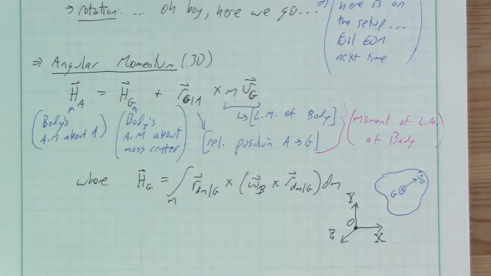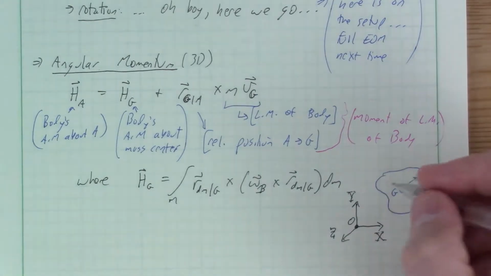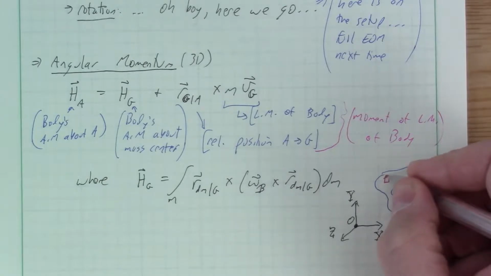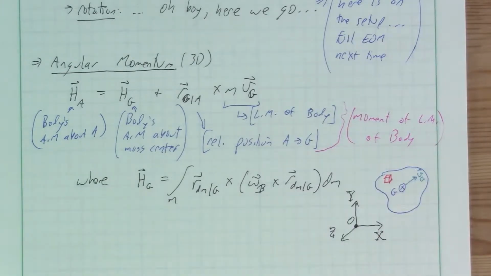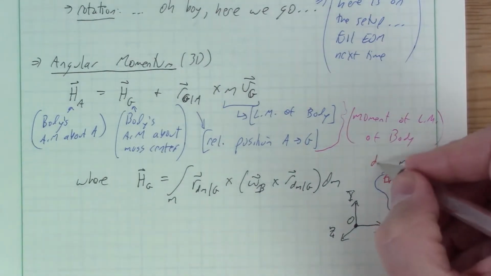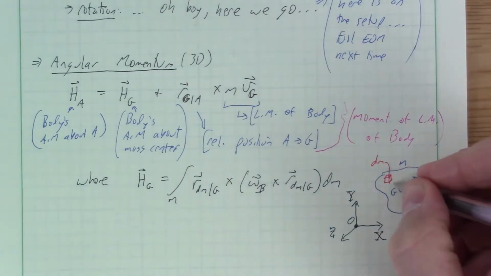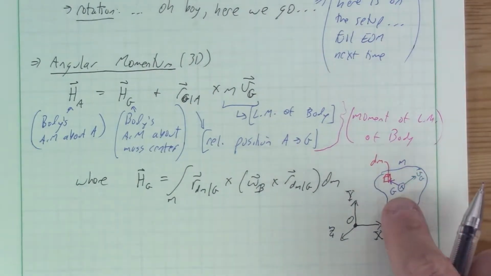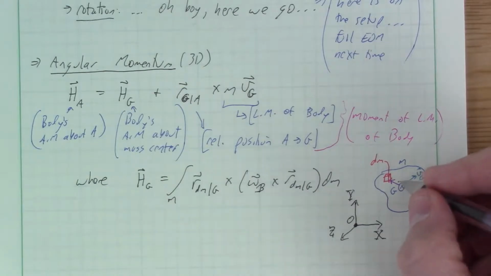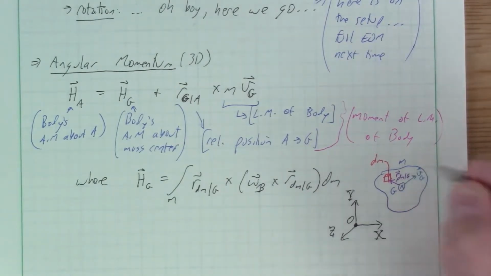Then we go to some tiny mass element, some differential element of this macro scale mass. So the whole thing has mass m, but we have a little element of it here, dm. And this is that relative position vector, the relative position vector to dm from G.